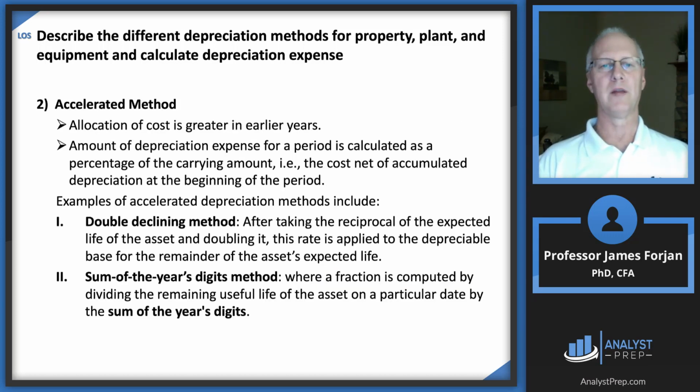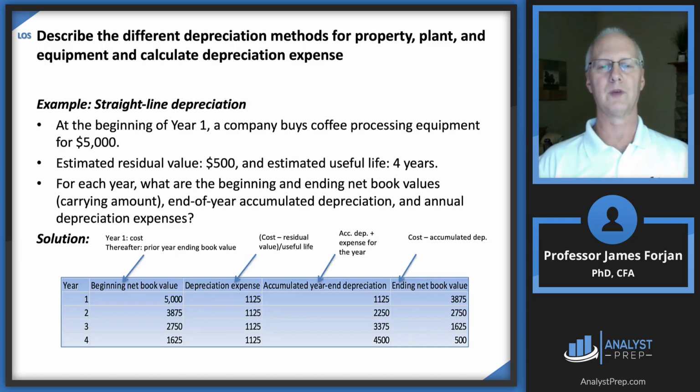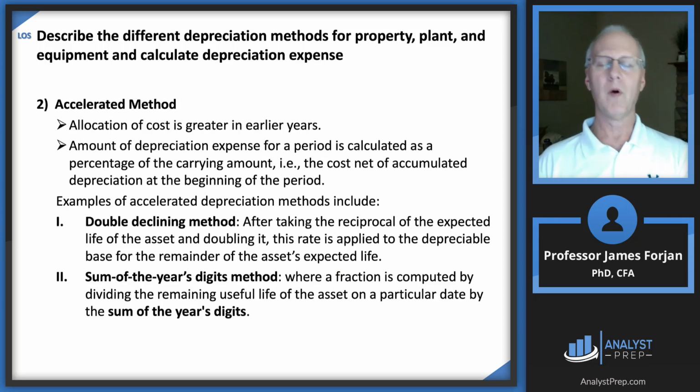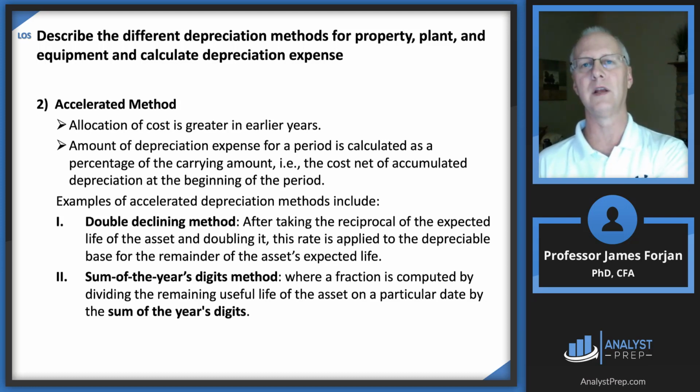How about the accelerated method? So going back here just really quickly, straight line, what does that do? That's fixed depreciation expense every year. And so what the company gets is they get a fixed subsidy in the form of a lower tax liability every year. But what happens if the firm wants to accelerate the depreciation and get more of a tax benefit in early years and less of a tax benefit in later years?